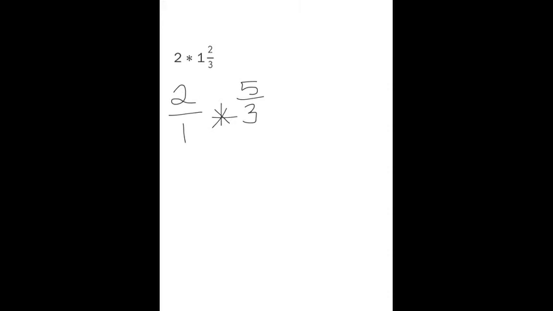I can now multiply 2 over 1 times 5/3 by multiplying the numerators together and the denominators together. My answer is going to be 10/3. I will rename 10/3 as a mixed number. Another name for 10/3 is 3 1/3.